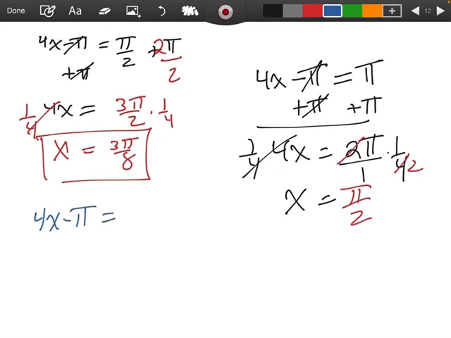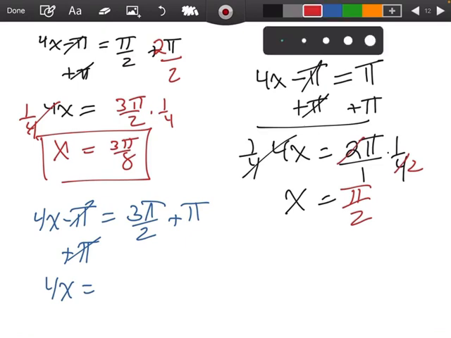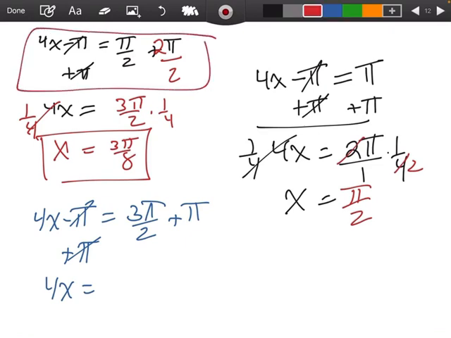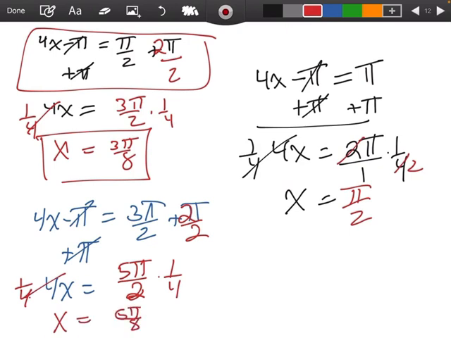4x minus pi equals 3 pi over 2. And I'm going to add pi to both sides. Okay, so those are going to go away. 4x equals, just like we did here, I'm going to get a common denominator, so I'm going to put a 2 there and a 2 there. That's going to leave me with a 5 pi over 2. And then I'm going to multiply by 1/4 to get rid of my 4 here. And this is going to leave me with a 5 pi over 8.